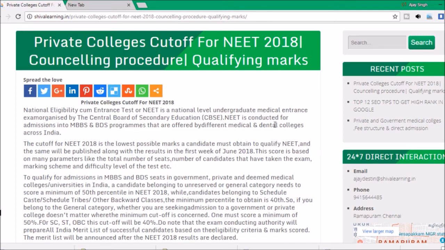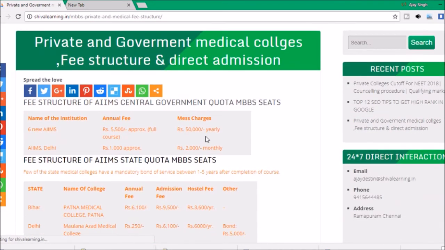Okay, and let's see the fee structure of the institutes which are private.